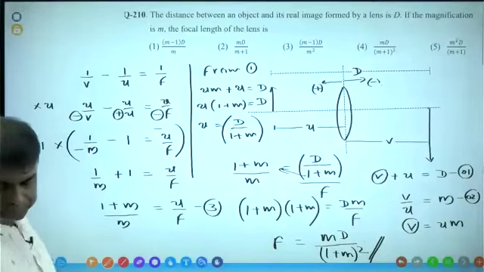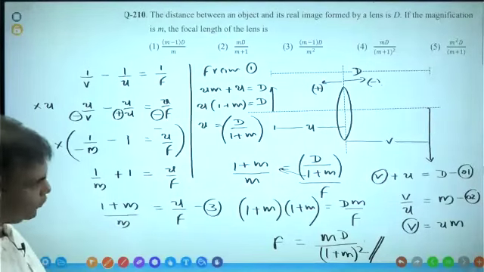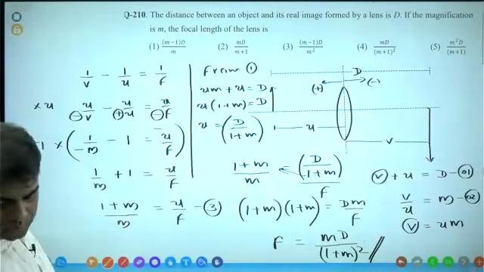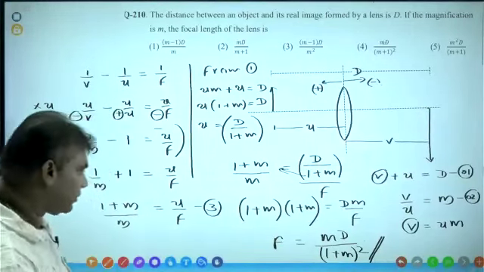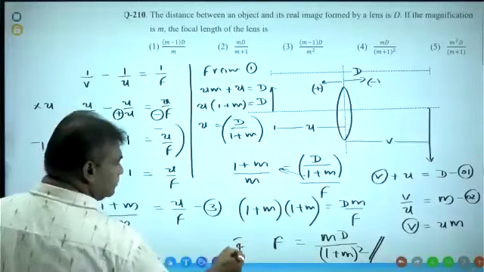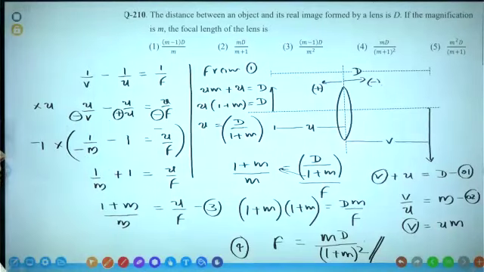Final answer, nearby the fourth one, no? MD over M plus 1 squared. Done. The fourth answer is the correct one. This is the applied one, right?